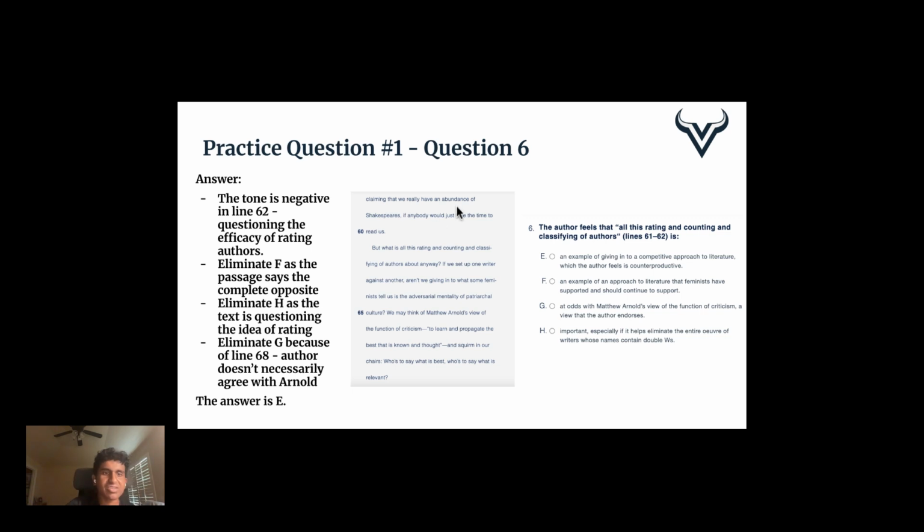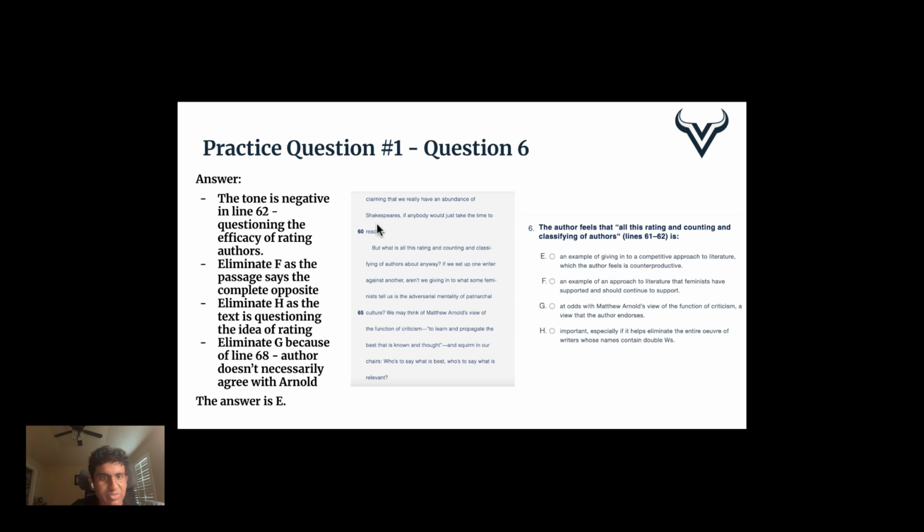So let's look at what the text is telling us. But what is all this rating and counting and classifying of authors about, anyways? If we set up one writer against the other, aren't we giving in to what some feminists tell us is the adversarial mentality of patriarchal culture? We may think of Matthew Arnold's view of the function of criticism to learn and propagate the best that is known in thought and squirm in our chairs. Who's to say what is best, and who's to say what is relevant?